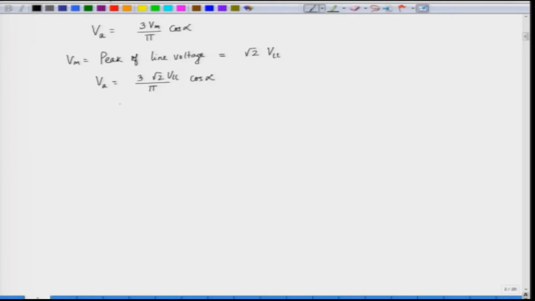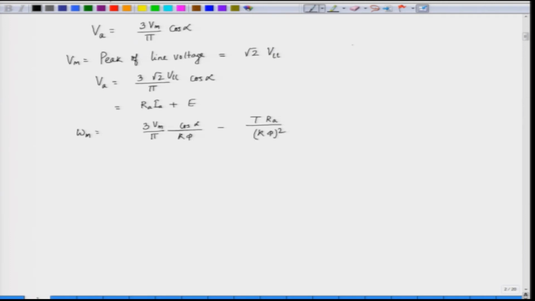Now, here if we want to plot the speed torque characteristic, we have to equate this voltage to the armature drop and the back EMF as before. So, this is equal to Ia Ra, the DC machine, plus the back EMF. From this we can obtain the speed torque characteristic. Omega m is equal to 3 Vm by pi into cos alpha divided by k phi, minus T R A by k phi whole square.